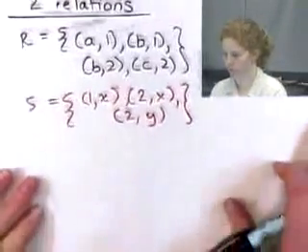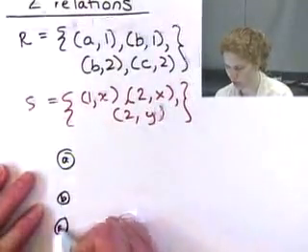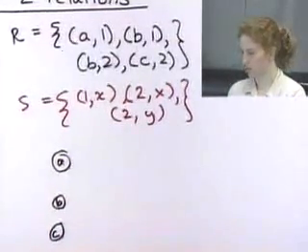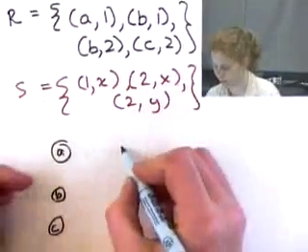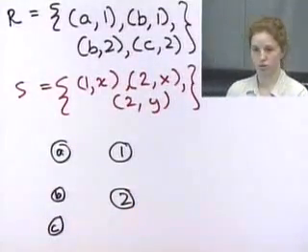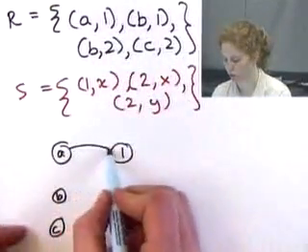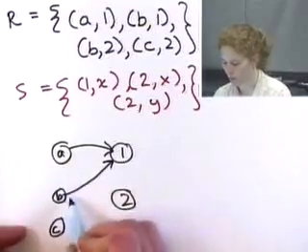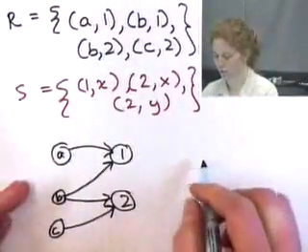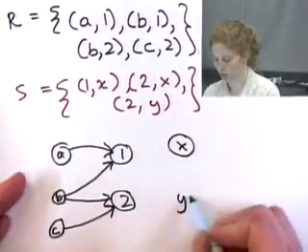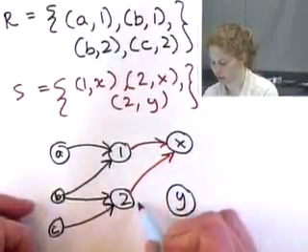If I draw R, then I would draw A, B, and C, and I would draw 1 and 2. I know you can't see that very well. Then I would draw arrows from the left points to the right ones according to whether there's a pair in the relation. So A goes to 1, B goes to 1, B goes to 2, and C goes to 2. Now we can draw S. S goes from 1 and 2 to X and Y. So 1 goes to X, and 2 goes to X, and 2 also goes to Y.